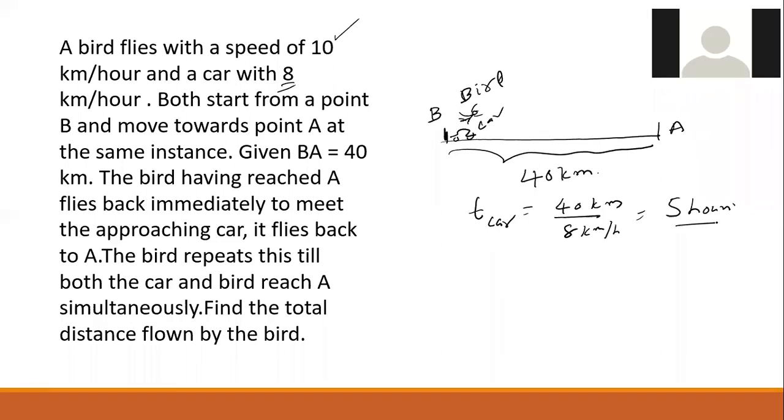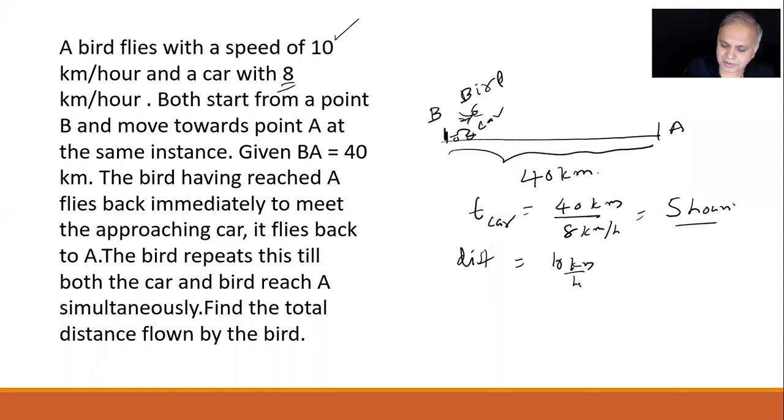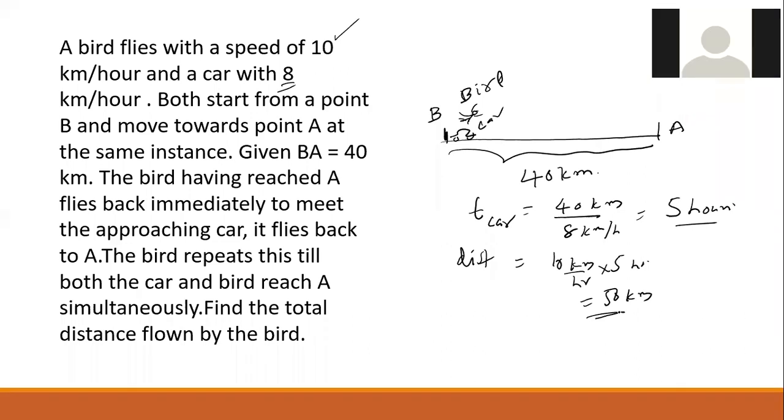Then we have to find the distance covered by the bird by substituting 5 hours in the formula. So what shall we do after that? The distance covered by the bird will be simply, the bird speed is 10 km per hour into 5 hours. So simply 50 kilometers. But understanding the question is very important.